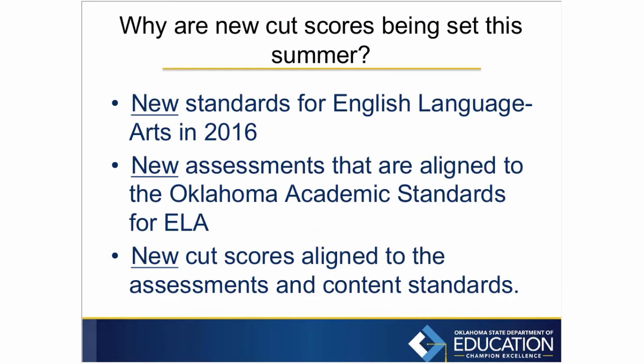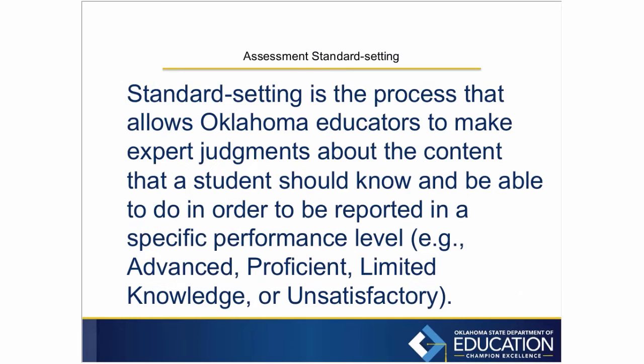Why are we making new cut scores this summer for these new assessments? The reason is that in 2016 we had new standards for English language arts. Along with that, we have new assessments that are aligned to these new Oklahoma academic standards for ELA. Because of this, we are going to have new cut scores that are aligned to the assessments and the content standards. So, assessment standard setting.